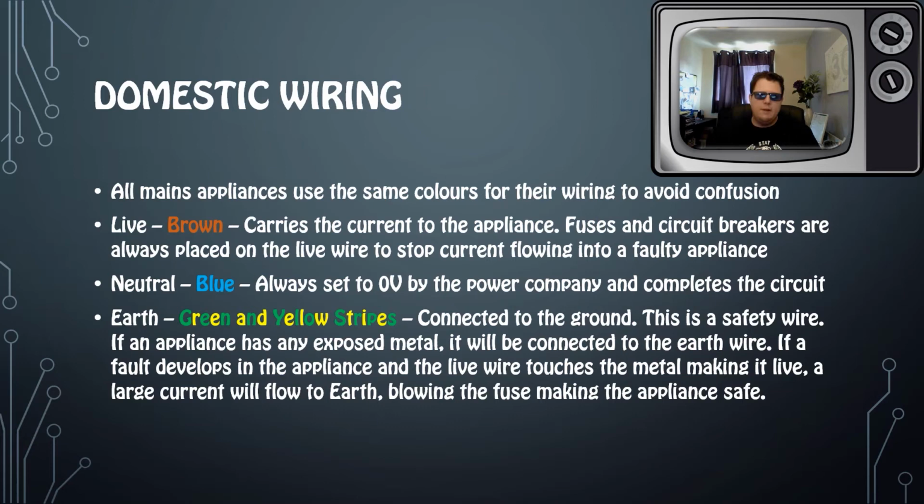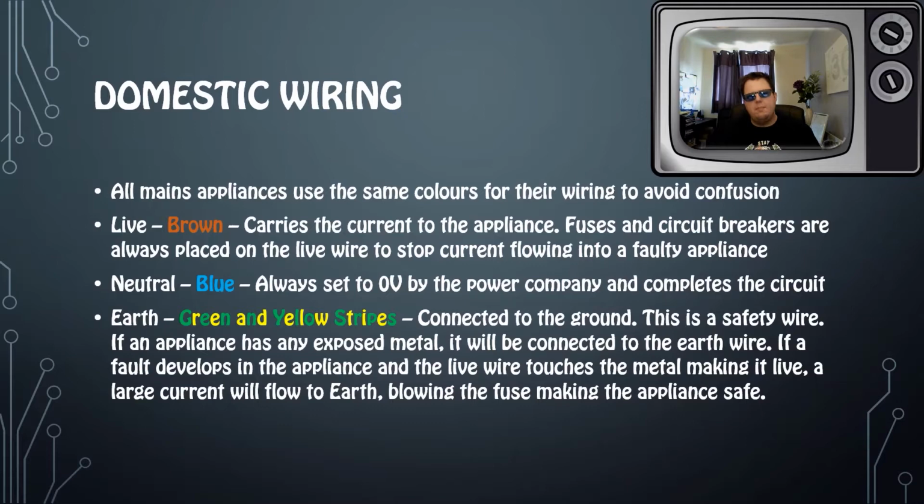But somewhere it will be connected to the ground, and this is there for safety. Okay, so an earth wire is there for safety. Now, you only get earth wires in appliances that have metal surrounds. If something is covered in plastic, there will be no earth wire.